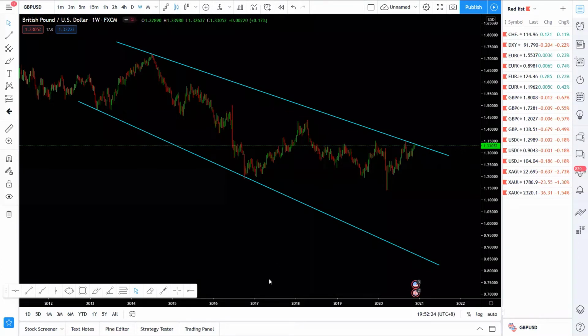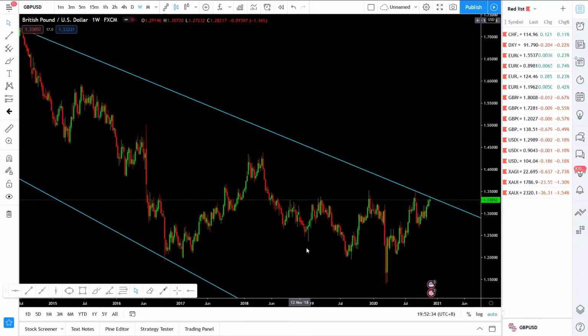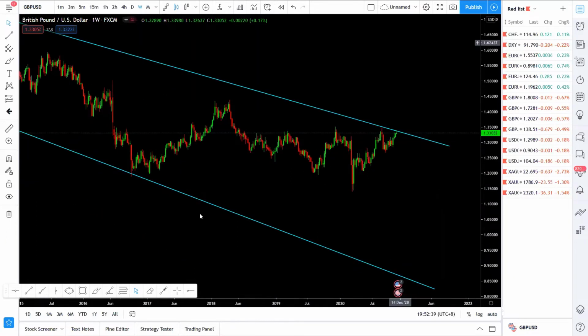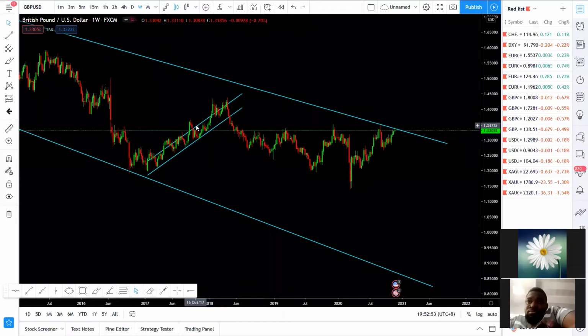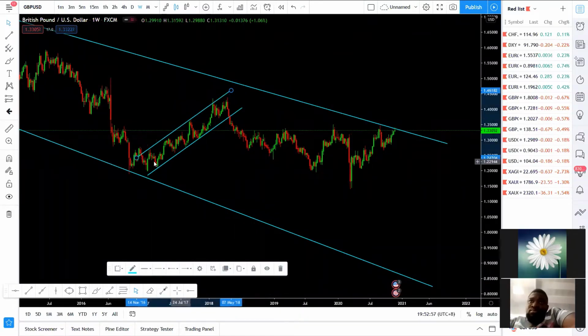So let me reset, so that I can be able to mark up a little bit of it. Usually within the channel, you can have other channels forming in a channel. For instance, within this channel, we got this uptrend here. We got this uptrend here. We got broken. We got this uptrend here.